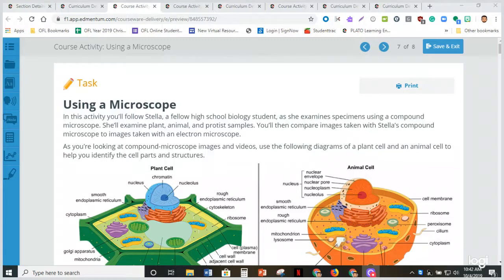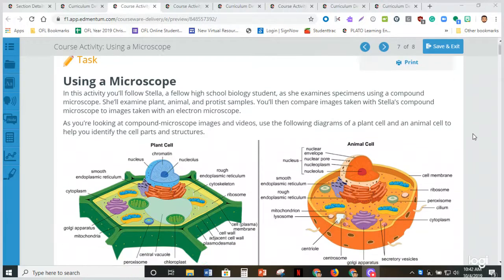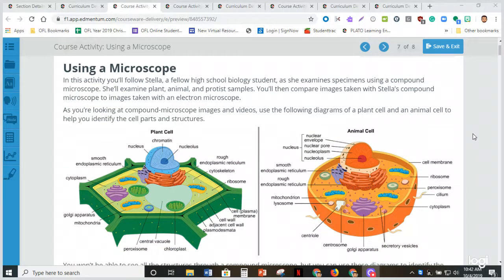Hi, for your lab 2, you're going to be looking at how to use a microscope. In the lab, it gives you an overview of using a microscope, so make sure you go ahead and read the overview. You can see on the left side is the plant cell and on the right side is the animal cell. They're basically similar, but there are some things that are different.